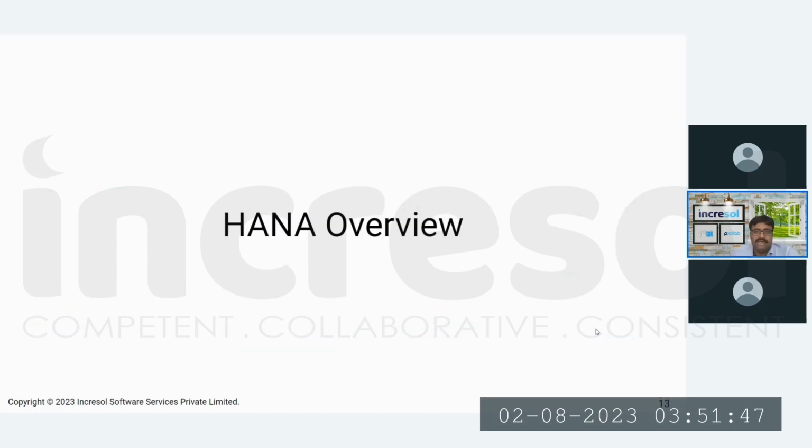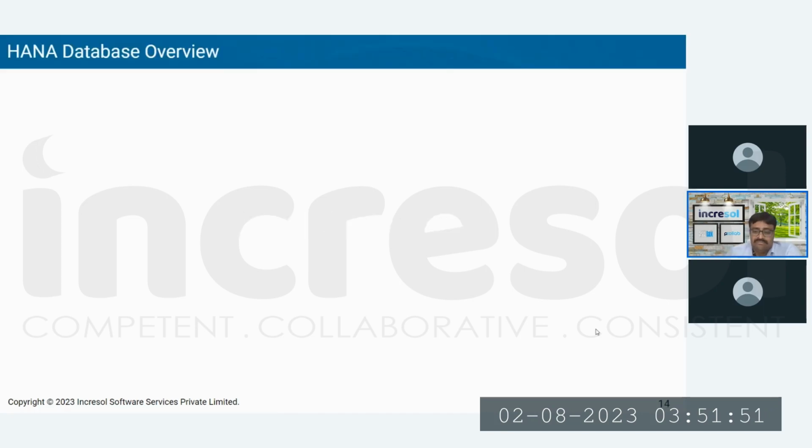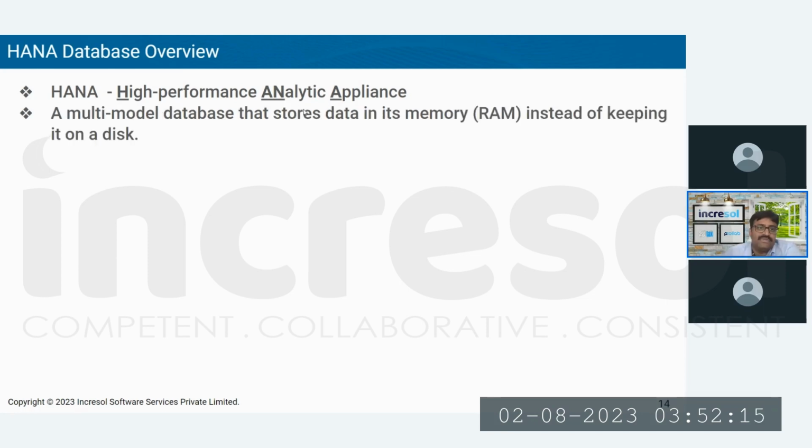So now I'm jumping into the HANA overview. I think this is a very old point I'm restating here. HANA is a high performance analytical appliance. You need to understand the word analytic here. That's the most important thing we need to remember, because it's not just a transactional database. It's an analytical database along with transactional database capabilities together. So it definitely requires heavy resources.